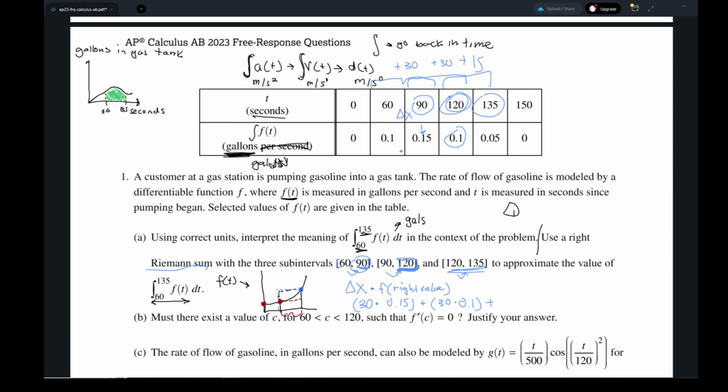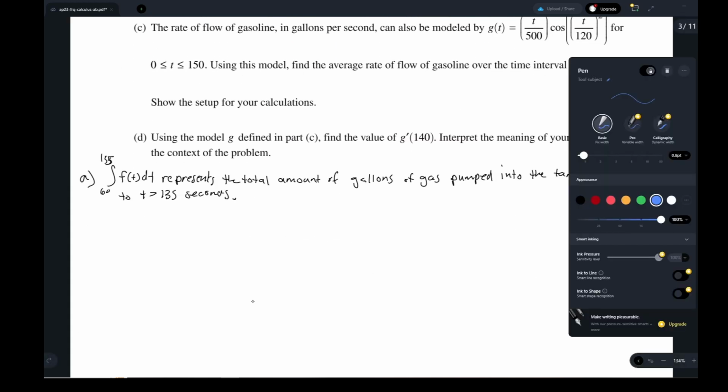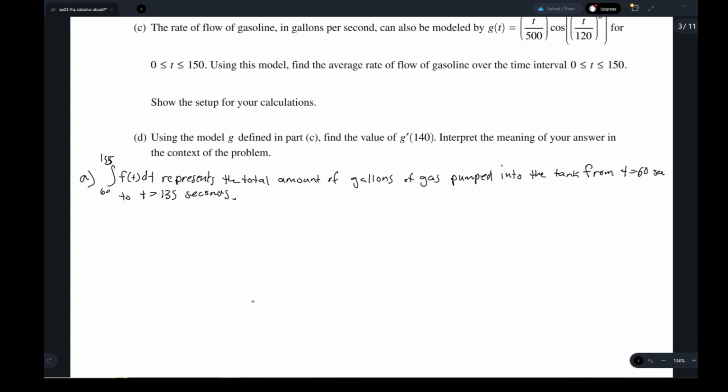So my x changed by 15, so my delta x is 15, and now I need to multiply this by my rightmost value, which is going to be f of 135, which is 0.05. And my right Riemann sum is going to equal the sum of that, right? So how can I express this as an answer? All you have to do is do the following, right?